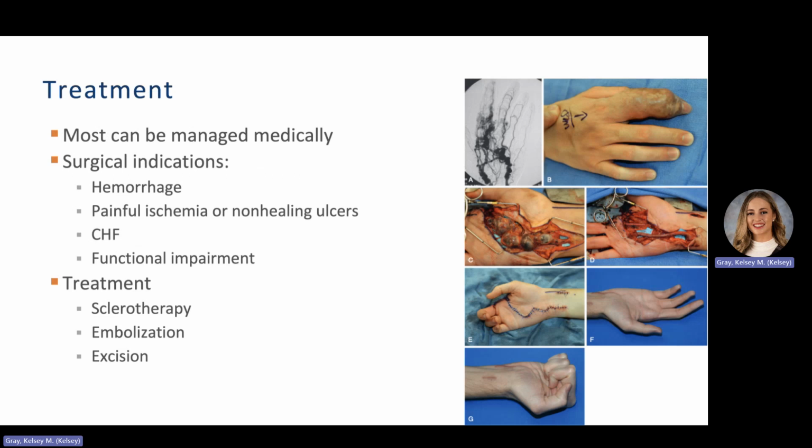Most of these malformations can be managed medically. Surgical indications would be hemorrhage, painful ischemia or non-healing ulcers, congestive heart failure, or functional impairment. Treatment options include sclerotherapy, embolization, or excision. Notably, prior to excision, the malformation should be embolized preoperatively, and excision should take place 48 to 72 hours later. In the photos, you see a high flow AV malformation with pain and ulceration, reconstruction of the ulnar artery with the reverse saphenous vein, and 1-year follow-up with no pain and good function and no sign of recurrence.